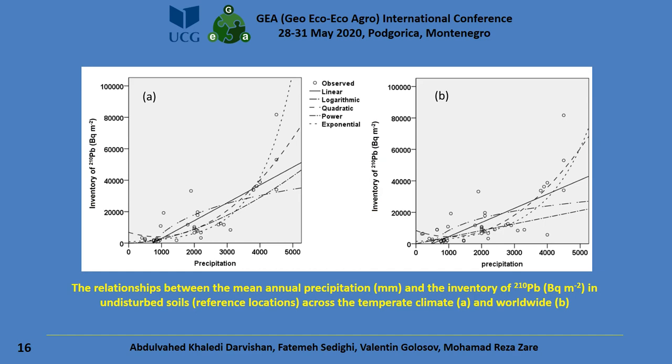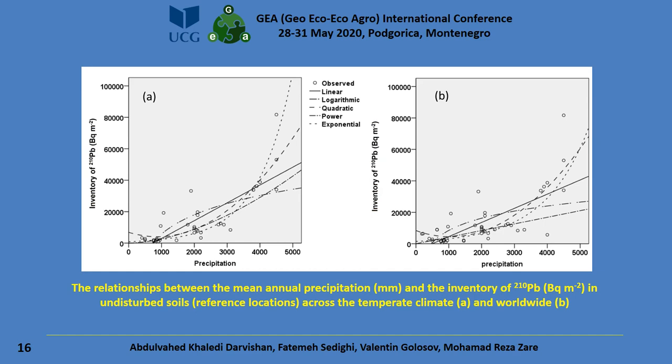So in contrast with cesium-137, lead-210 fallout concentrations is not dependent on latitude because of its non-point origin. And this is the main reason that there was not any significant relationship between mean annual precipitation and the inventory of lead-210 in reference soil in different latitudinal zones. So even with enough data or enough points, it's not possible to have statistically acceptable relationships because of the non-point source of lead-210.